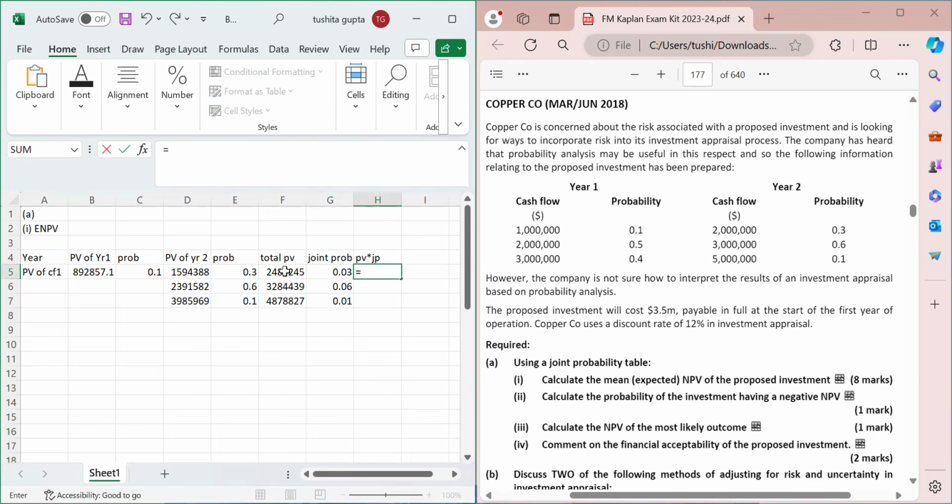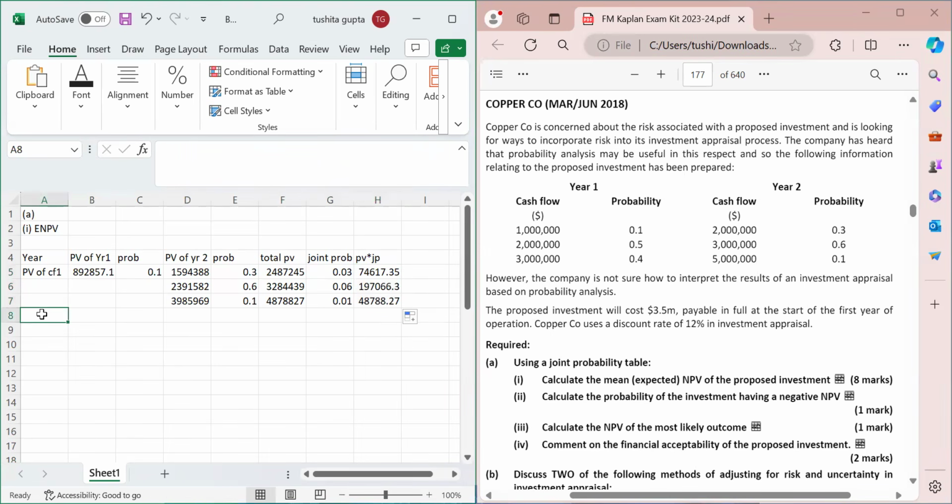Now, how do you calculate the expected NPV? You multiply the present value with the probability. So this is exactly what we are doing over here. With this, we have our PV multiplied by joint probability.